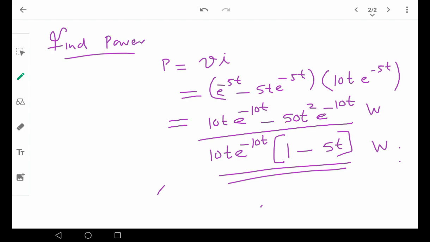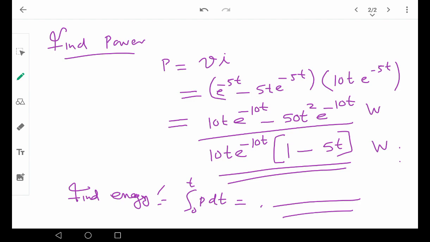And what about the energy? Energy is the integral of P dt. If you want to find out energy, you can write the integral from 0 to T of P dt. If you integrate this, then you can find out the energy also. You can do the integration by parts as I have done in the earlier problem. I am not going into the details of that.